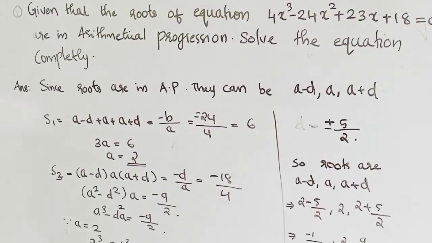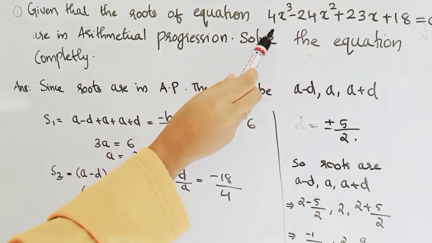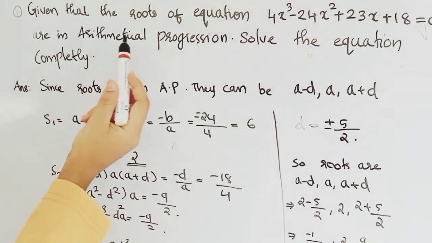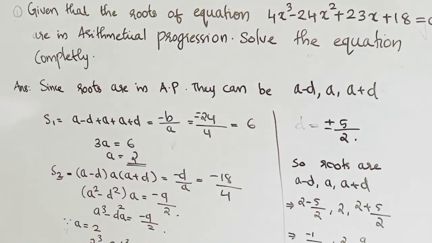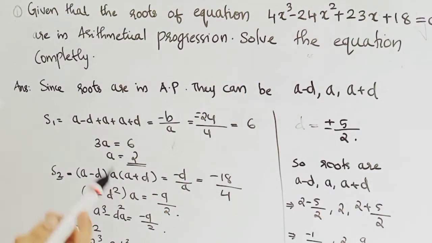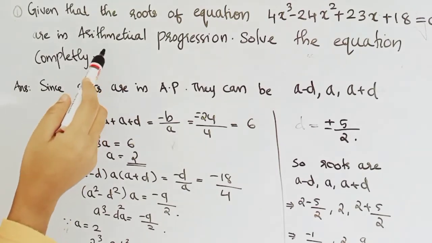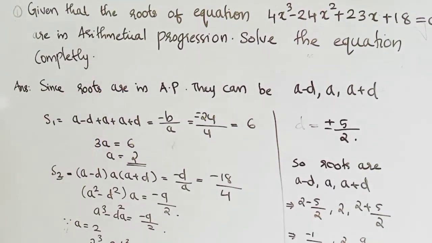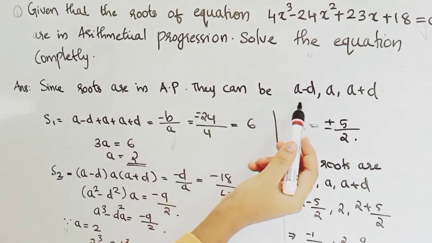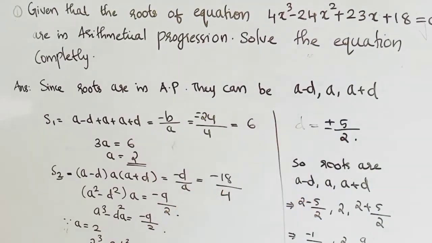First question is, given that the roots of the equation 4x cube minus 24x square plus 23x plus 18 is equal to 0 are in arithmetical progression. Solve the equation completely. As we know, if the question is given to solve, we have to find all roots of the equation. And here the hint is given that the roots are in arithmetical progression. It's easy. So we can go to the answer. Since the roots are in AP, they can be a minus d, a, a plus d, right?